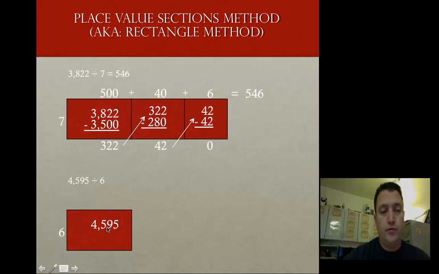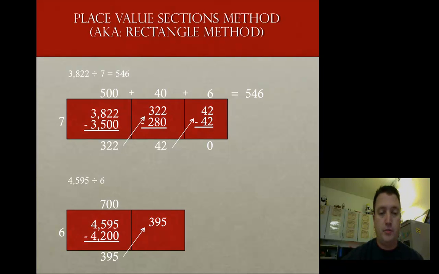So we're going to do the same thing. 6 will not go into 4, but it will go into 45 7 times. So that's going to end up being 700 because I've got 2 digits after it. So 6 times 700 is 4,200. Subtract, I get 395. I'm going to draw another box and move my number. How many 6s go into 39? Well, 6. I'm going to get a 5 here. I'm going to turn it into 0, so that's going to be 60. And 6 times 60 is 360.